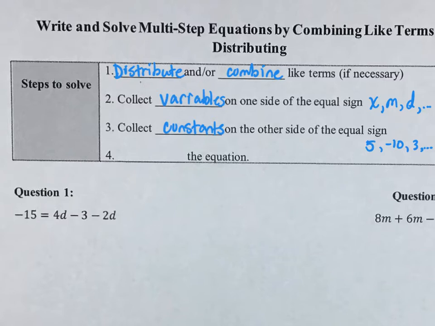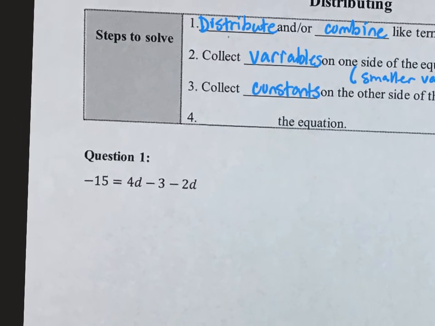I'm going to write yourself a note here. When we collect variables on one side, we're going to get rid of the smaller variable. I'll show you all that in a minute. The smaller variable is the one we're going to move. So let's start with number 1.